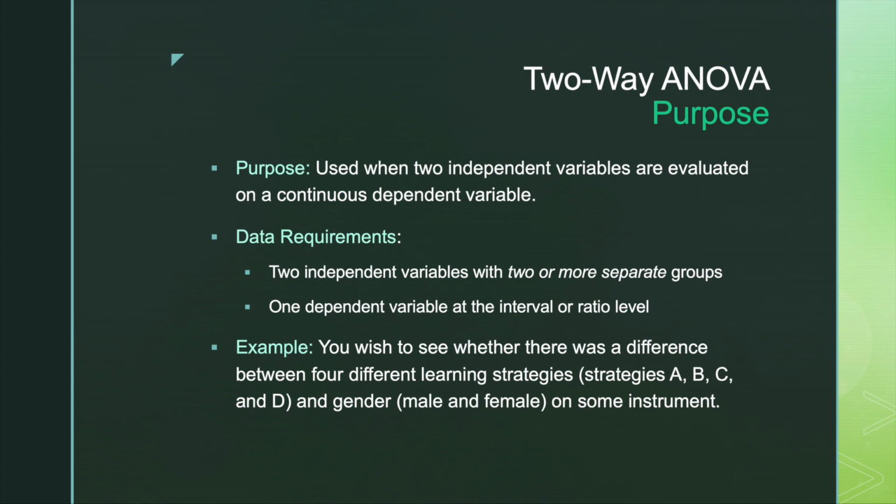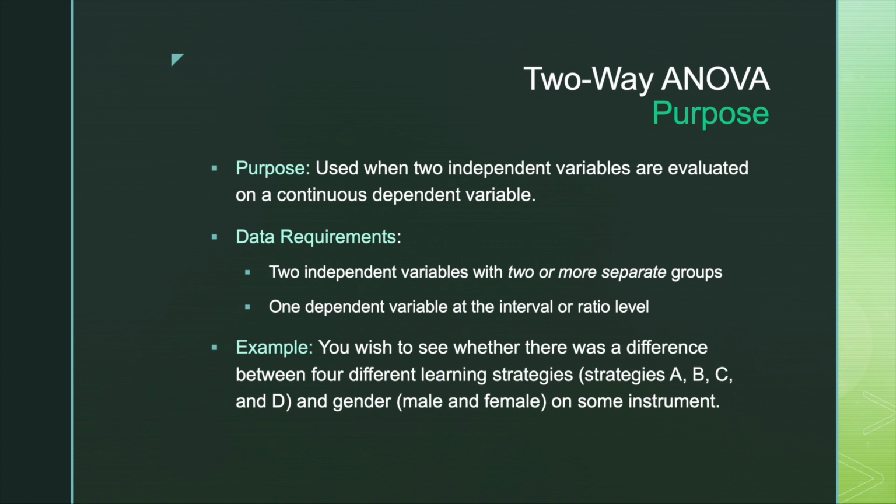An example of what a two-way ANOVA would be if we want to see whether there was a difference between 4 different learning strategies, A, B, C, and D, and gender, male and female, on some instrument. So we have 2 independent variables, the learning strategies and the gender, followed by 1 dependent variable, which is this random instrument that I have not named.